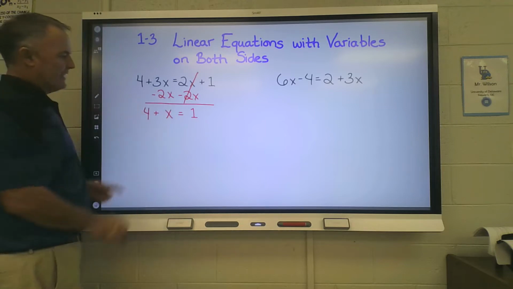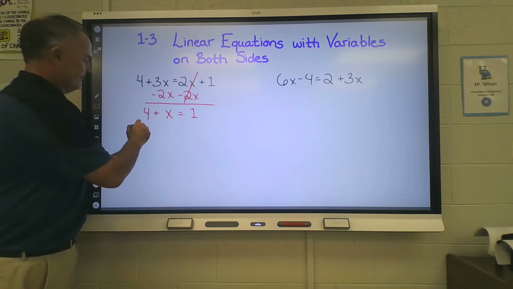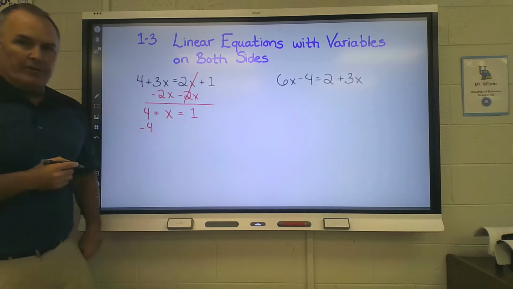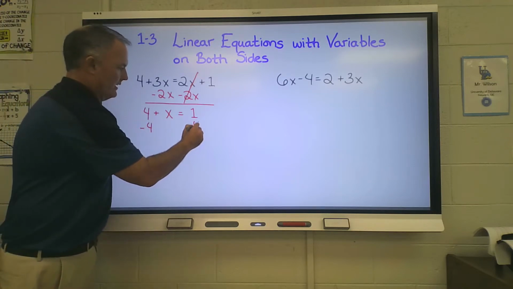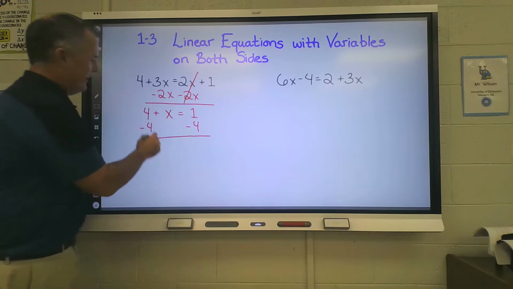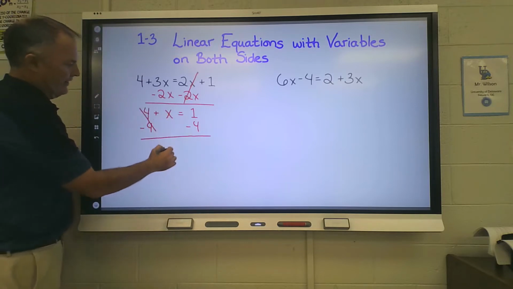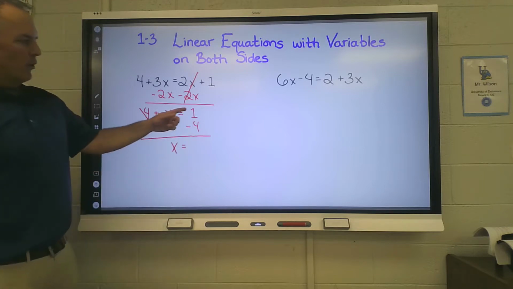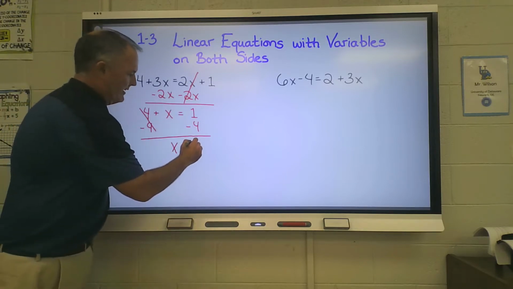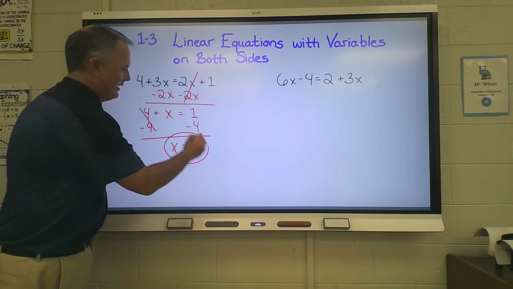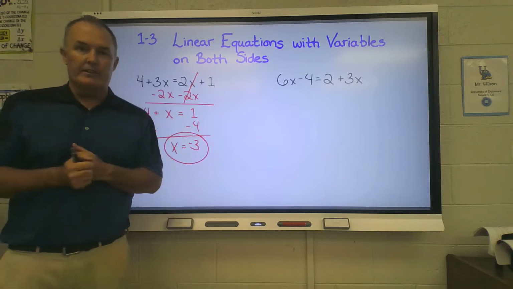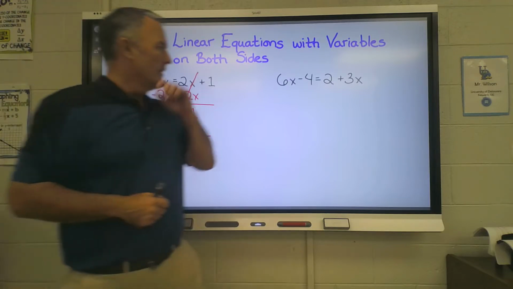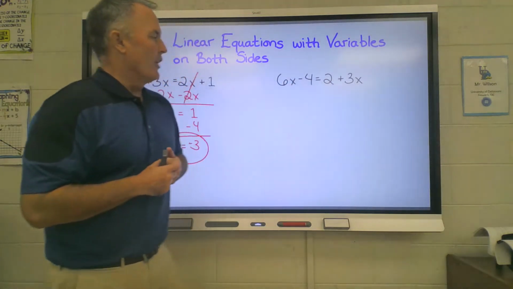If I want to get x all by itself, I need to take away the 4. Subtract 4 from that side. Subtract 4 from the other side. These cancel each other out. I drop down my x. That's going to equal 1 minus 4, which will give me a negative 3. And there you go. You solve for x. You got one solution.